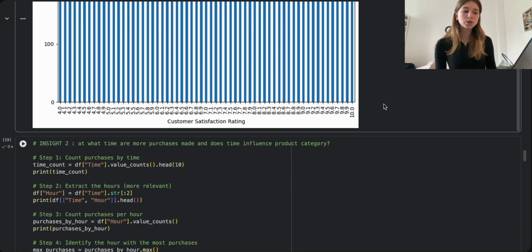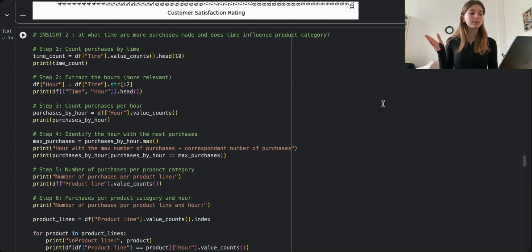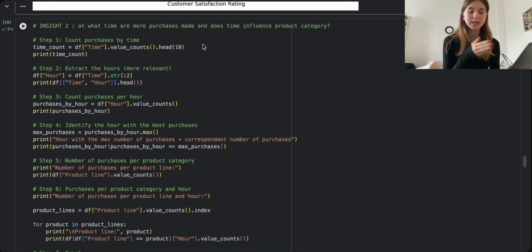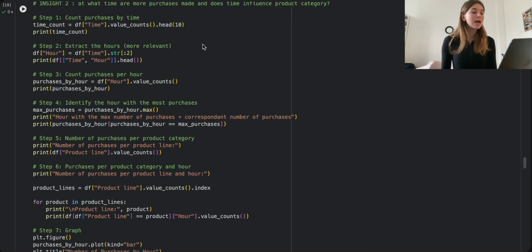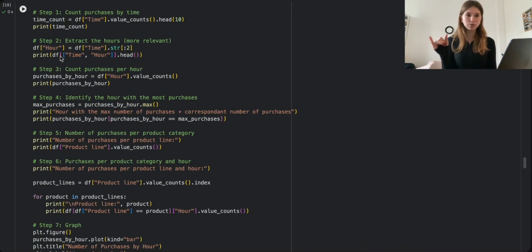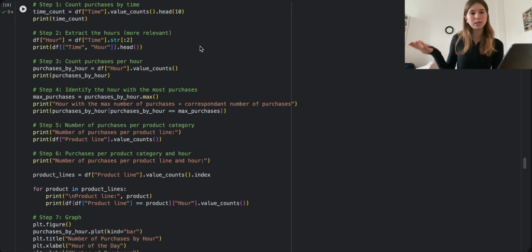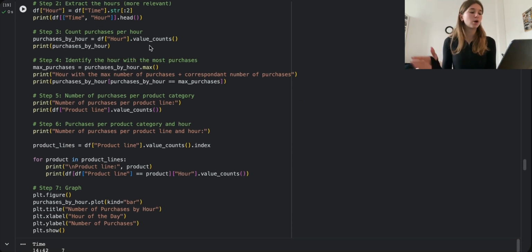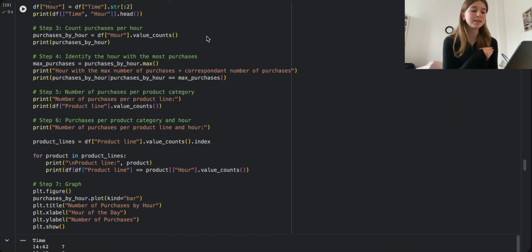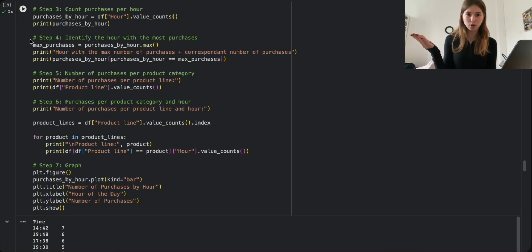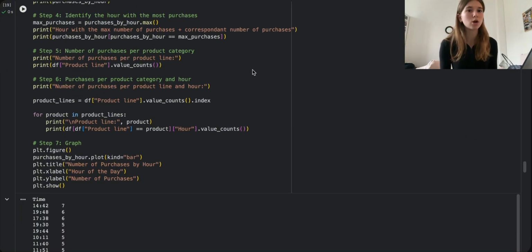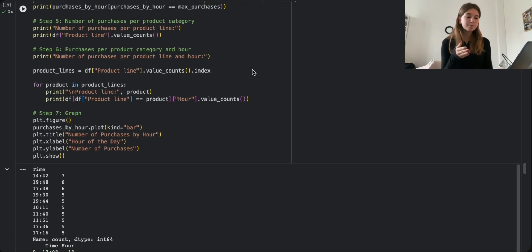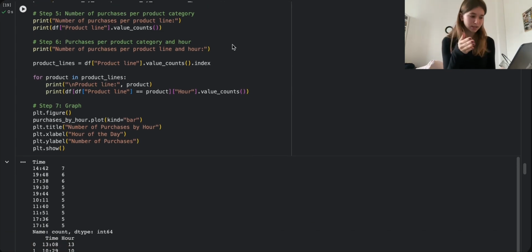Okay, so for the second insight, we first counted the number of purchases for each exact purchase time to get a general idea of the customer's behavior. And then we extracted only the hour from the time variable, which is more meaningful for our analysis. And we counted the number of purchases per hour and identified the hour with the highest number of transactions, which is around 7 p.m.